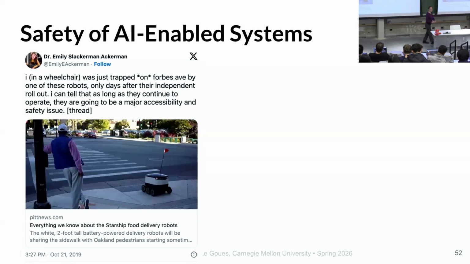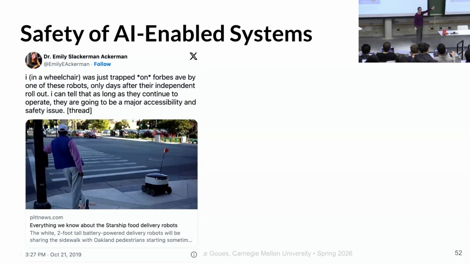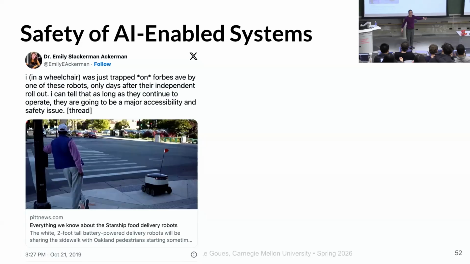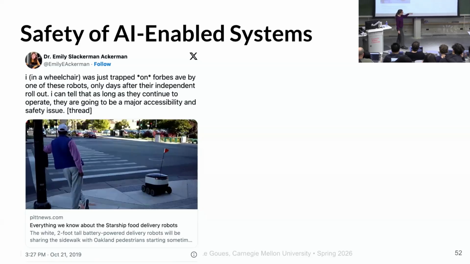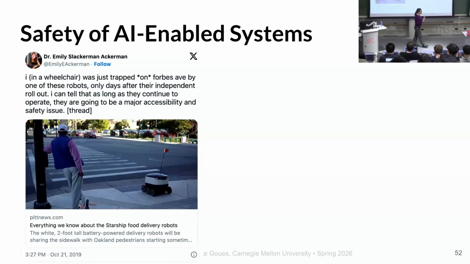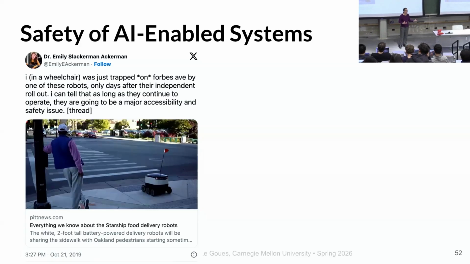That's a safety issue caused by a machine learning-enabled system that may or may not have been anticipated. But it's a system-level problem. It's not necessarily a model-level problem. And in fact, in this case, the company asserts that they had anticipated this issue, but there was a bug in the software that prevented it from fulfilling that requirement appropriately.